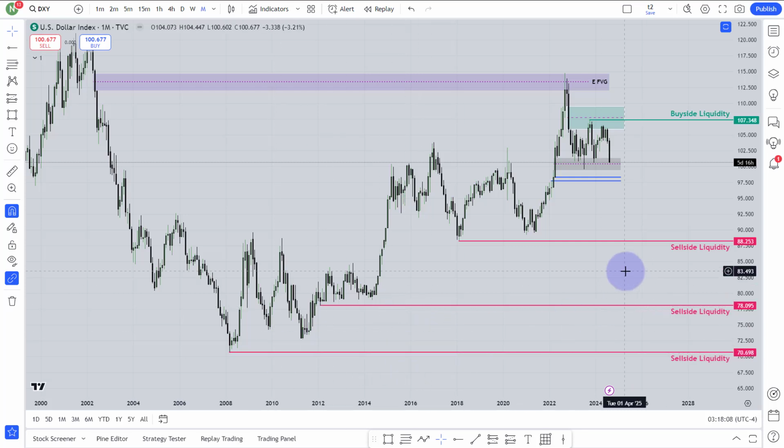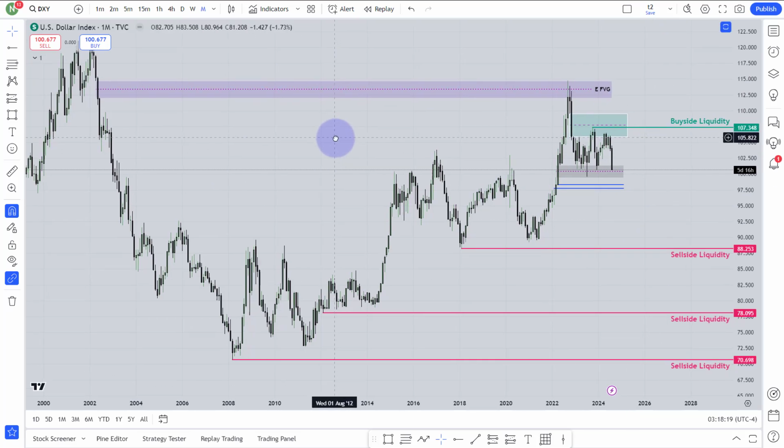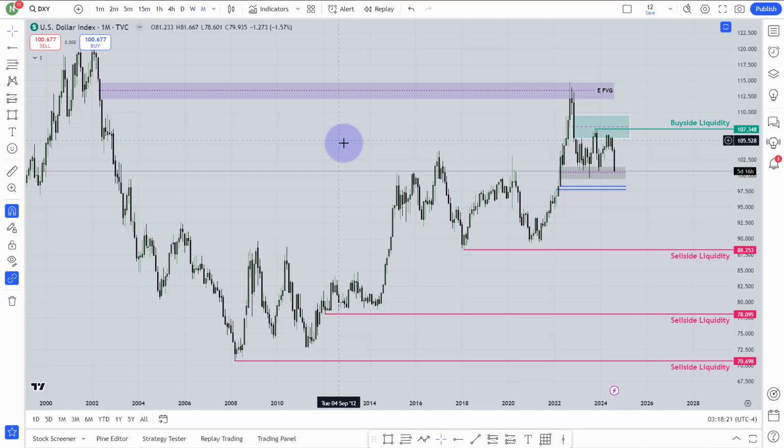Remember, it's not going to happen in 1 week, 1 month, or 6 months. It can take year after year to reach all of these lines. But I'm just going to give you an overall idea of how you should think about the market.